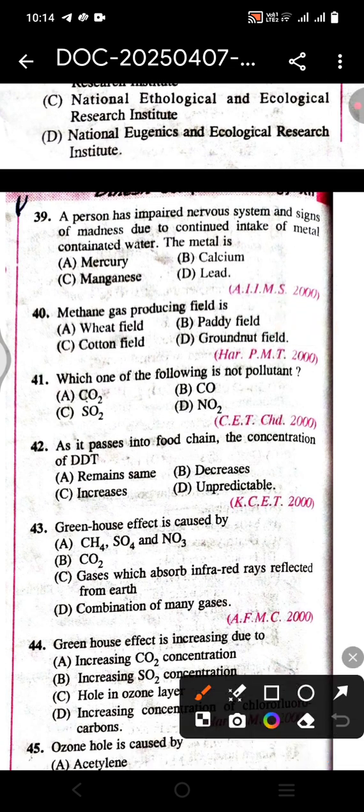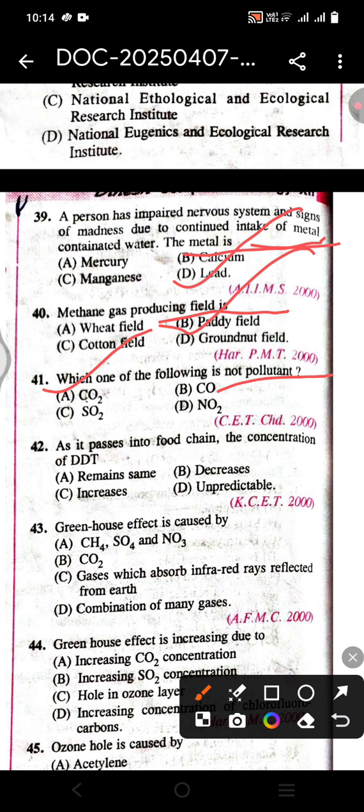A person has an impaired nervous system and signs of madness due to continued intake of metal contaminated water. The metal is lead. Next, the methane gas producing field is the paddy field. Which one of the following is not a pollutant? CO2, carbon dioxide, is basically not a pollutant. Its increase in the atmosphere may lead to global warming.